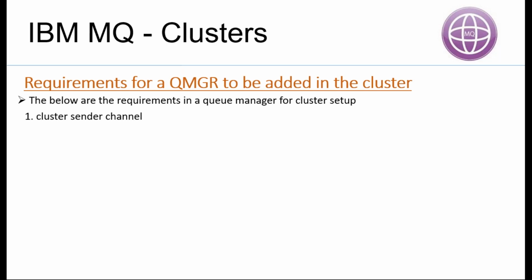The first thing is we need to create a cluster sender channel inside that queue manager. This is step number 1. Step number 2, we need to create a cluster receiver channel inside the queue manager. And finally, we need to create a listener at a port, and then we need to start that listener. Step number 3, we are already aware how to create a listener at a port and how to start the listener. Now we need to understand about 2 things: a cluster sender and a cluster receiver. That's it.